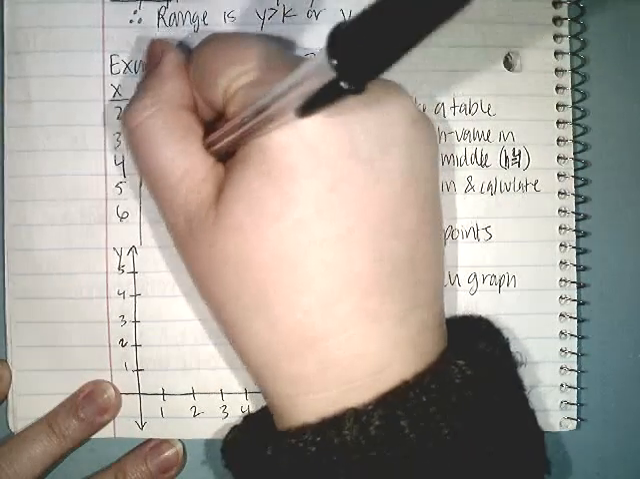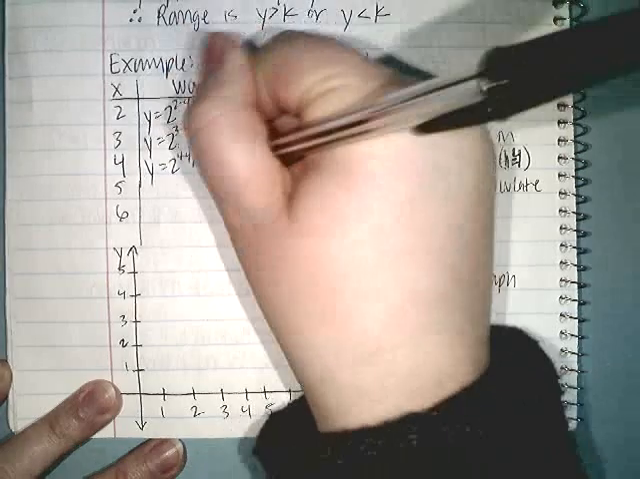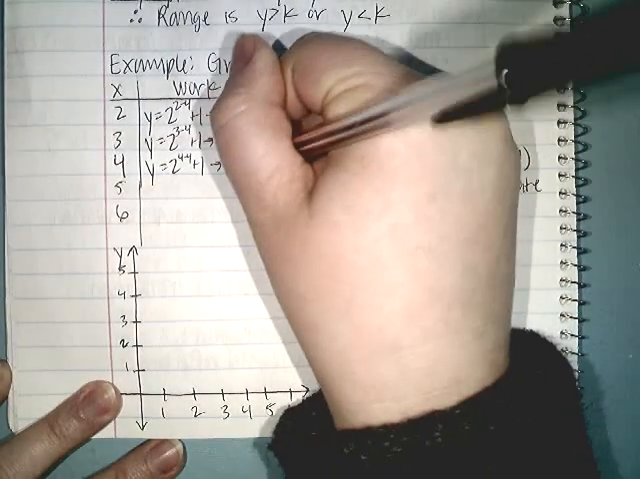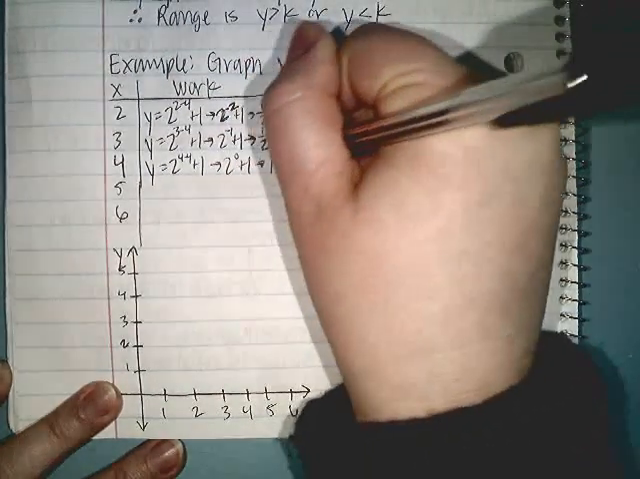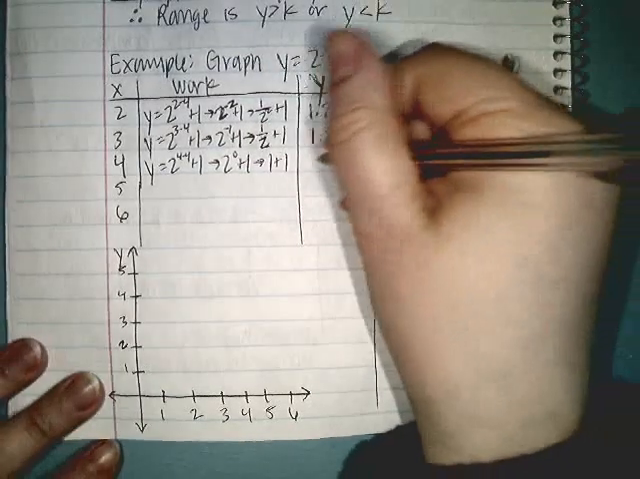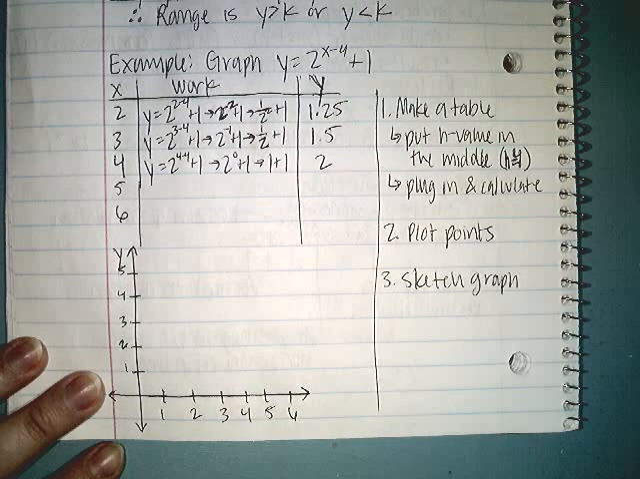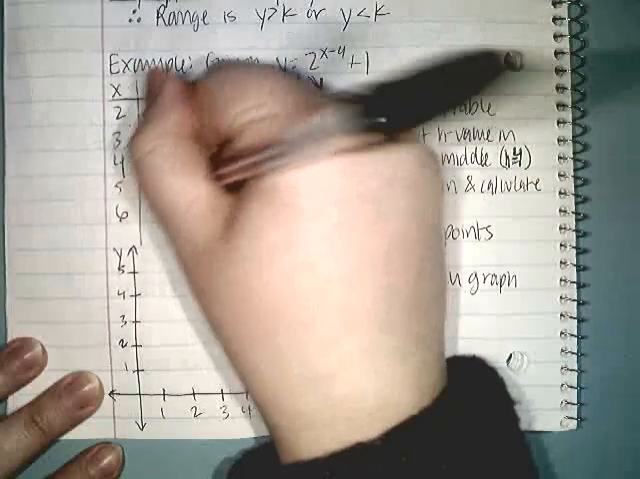So I have y equals 2 to the 4 minus 4 plus 1. 4 minus 4 is 2 to the 0 plus 1, which is 1 plus 1 or 2. So again, I'm just going to keep working through this. Now I'm in positive numbers, so it's getting a little bit easier.